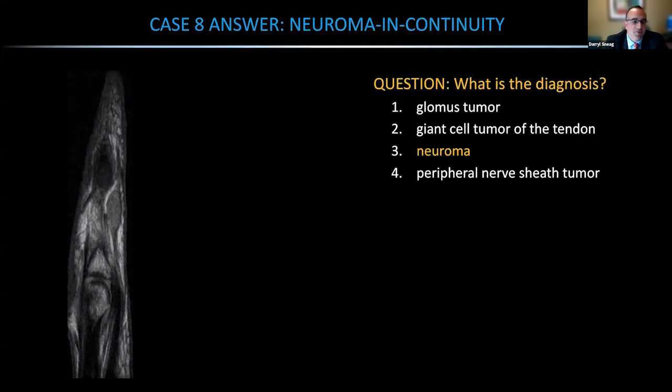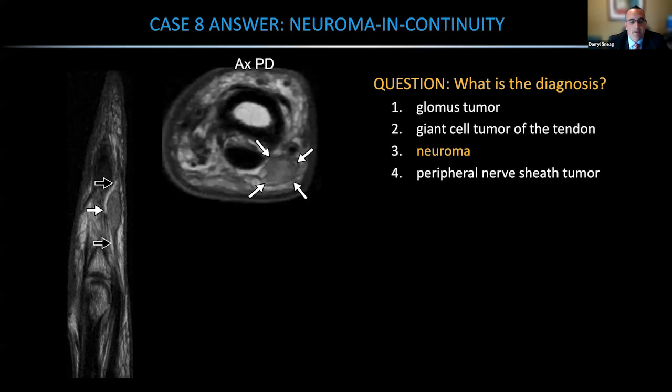So let's review the imaging findings. Here, the white arrow is pointing to prominent or marked enlargement of that digital nerve. It has kind of ovoid enlargement, but we do see the more proximal nerve coming into the mass and the distal nerve coming out of it, showing that this is a neuroma in continuity. I'll explain what that is in a moment.